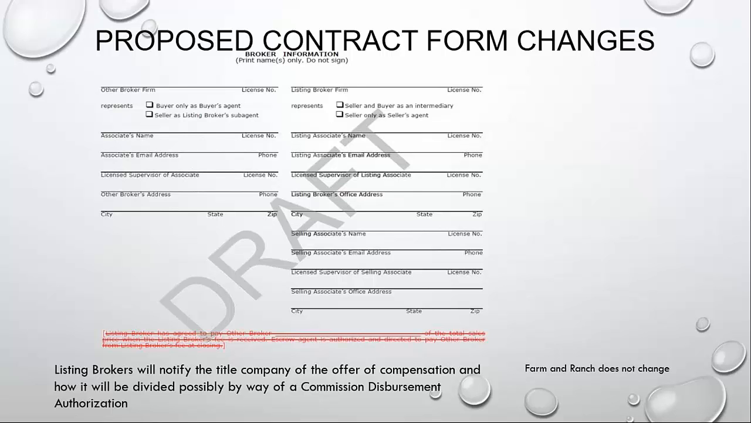And now I understand that what's going to happen is if this passes, listing brokers will notify the title company of the offer of compensation and how it will be divided, possibly by way of a commission disbursement authorization or some other vehicle that will be a required form that the title companies will be bugging listing brokers for. And the reason that it was taken out of the contract is because there's a paragraph in here that says our fees are covered someplace else. And so they took it out. So it is true that our fees are covered someplace else.